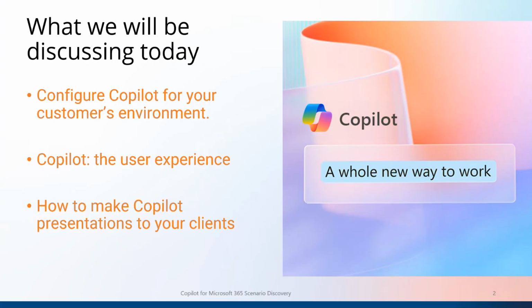So the agenda for this part two is divided into three main segments. The first one is configuration of Copilot for your customer's environment. We'll make sure you understand all the issues involving the implementations of Copilot in your customer's environment. Then Copilot, the user's experience. What might your customer's new Copilot environment look like, and what might be the major changes as a result?